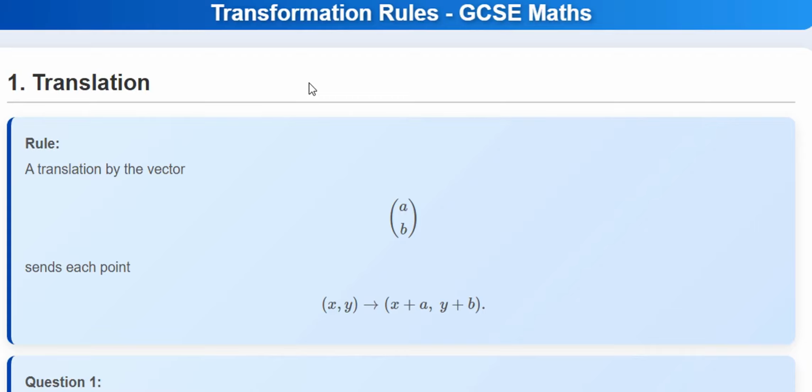Hello, in this lesson, can we learn about the 6 most important rules in transformation? So the first one is about translation.